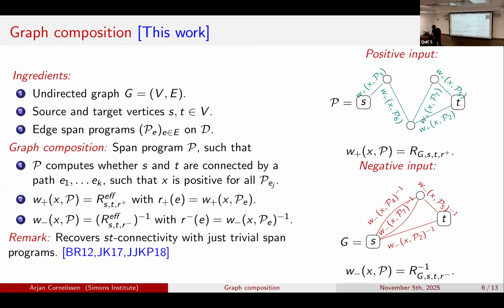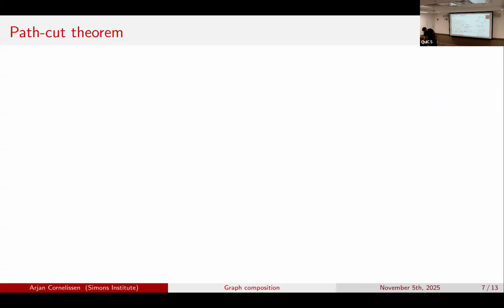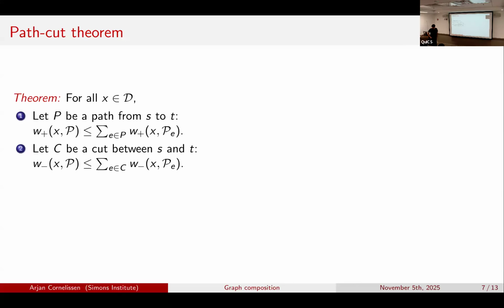Right. So this is the graph composition framework. The very core component here is to do all these effective resistance computations. And it's nice that it has an exact characterization in terms of effective resistance. But sometimes effective resistances can be a bit cumbersome to compute. So what I do in this work is I give also a theorem that is a little bit weaker, but that allows you to compute these quantities a bit more easily. And this I refer to as the path cut theorem.